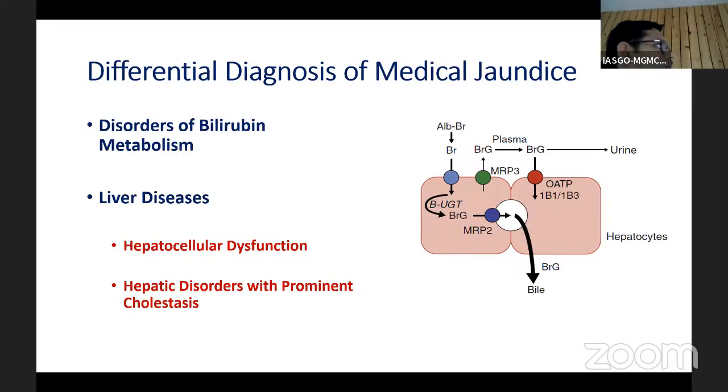To go further, we need to understand the basic bilirubin metabolism, in which heme in hemoglobin dissociates into biliverdin and subsequently into bilirubin and enters the hepatocyte, where an enzyme, uridine glucuronide transferase, converts it into monoglucuronide and diglucuronide conjugates. This enters the biliary canaliculi by MRP2.